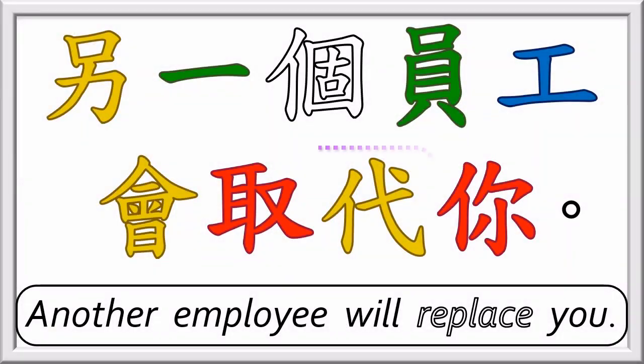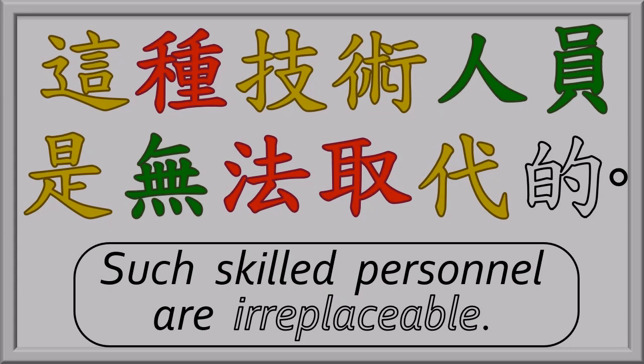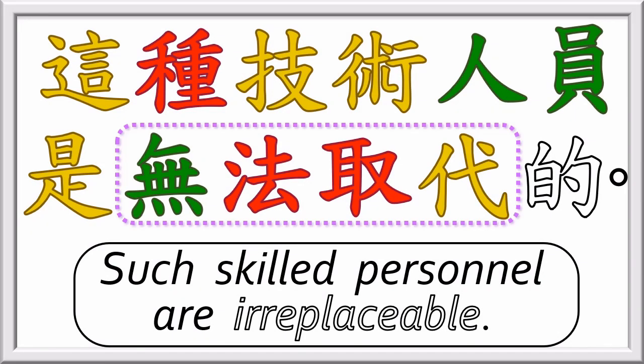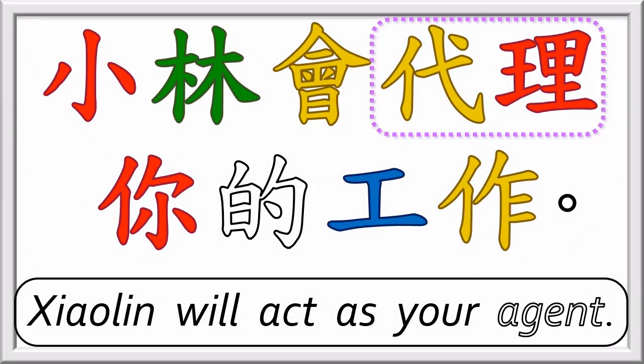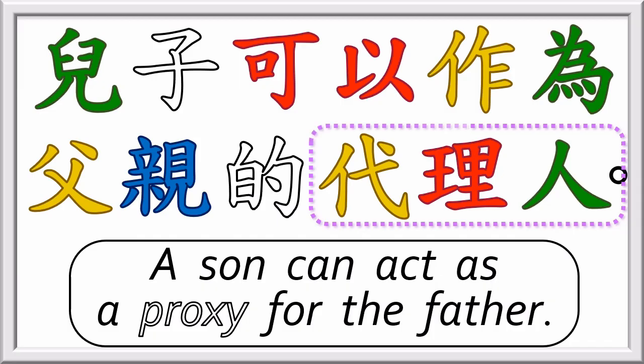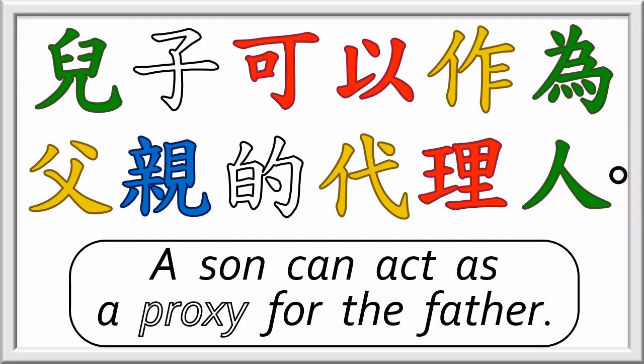To replace can be translated as 取代. 另一个员工会取代你. Another employee will replace you. 这种技术人员是无法取代的. Such skilled personnel are irreplaceable. To act on someone's behalf in a position of responsibility, as an agent or representative, is rendered as 代理. 小林会代理你的工作. 小林 will act as your agent. 儿子可以作为父亲的代理人. A son can act as a proxy for the father.